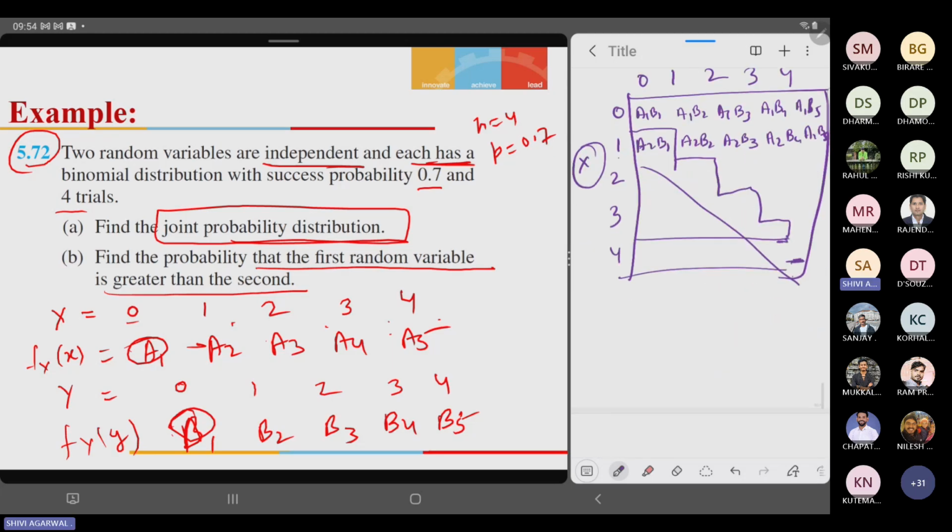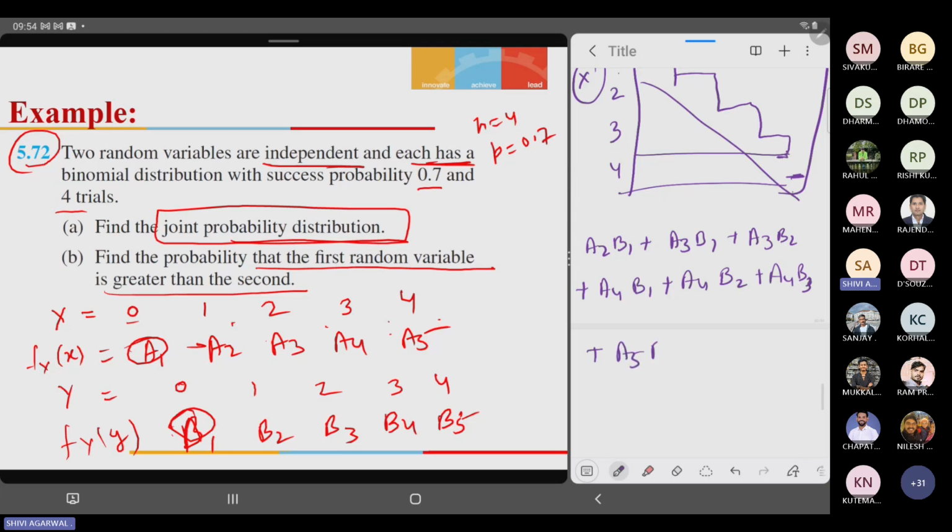So for example, the entries are A2B1 plus A3B1 plus A3B2 plus A4B1 plus A4B2 plus A4B3 plus A5B1 plus A5B2 plus A5B3 plus A5B4. These entries you have to add.